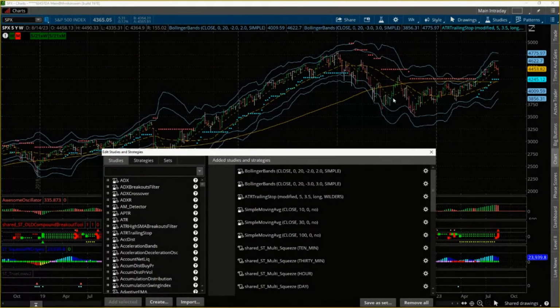Vice versa, when the 10 is below the 30 and both are below the 100, that can be a bearish trend signal. And then when the moving averages are converged or the 10 is in between the 30 and 100, that can be a more consolidating signal. So the moving averages can once again help identify the trend itself. And it can also act as great support and resistance levels to play for pullback entries, right?